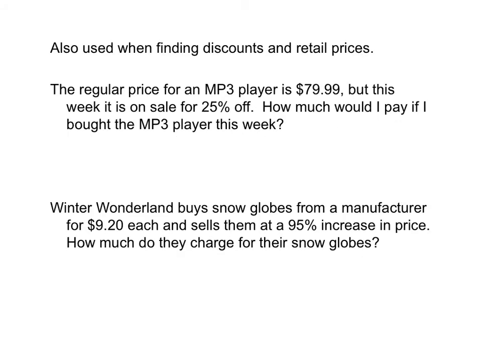Now I actually also use percent of change when we're looking at finding discounts and retail prices. The regular price for an MP3 player is $79.99, but this week it's on sale for 25% off. How much would I pay if I bought the MP3 player this week? So first we have to set it up like a percent problem. If I do 25% off $79.99, essentially, what is 25% of $79.99? So we have 0.25, we're going to multiply it by $79.99, and that's going to give us what our discount is.